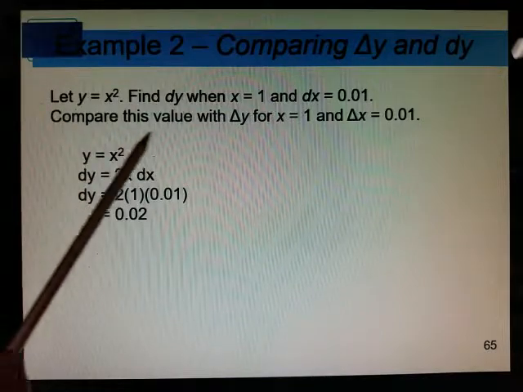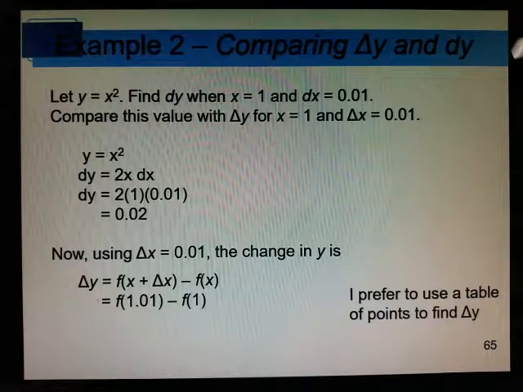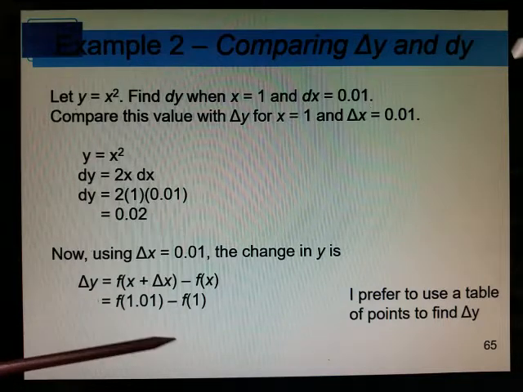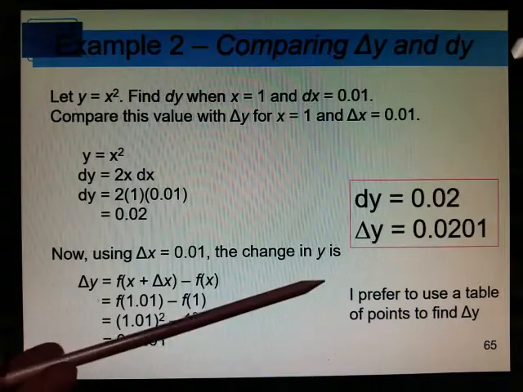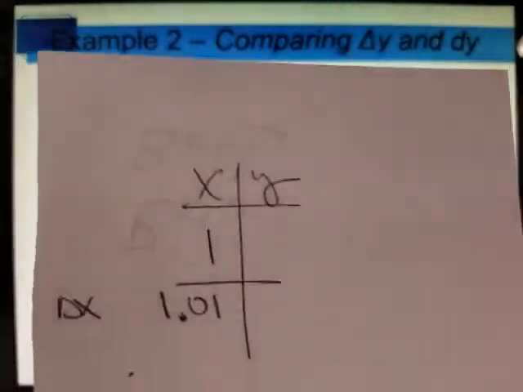Now it says compare this value with delta y for x equals 1 and delta x is 100th. Y'all, all that means is, and this is how they're going to write it, I prefer to use a table of points. I hope I did that in my notes. It looks like I did not. So let me write one real quick. I would prefer you go ahead and make an XY table. The first x value is going to be 1 because they told you that. They told you your delta x was 0.01, so that means you're going to go up by that.